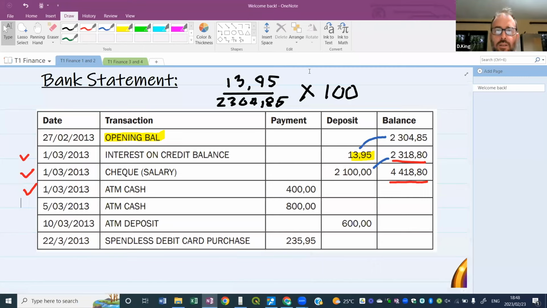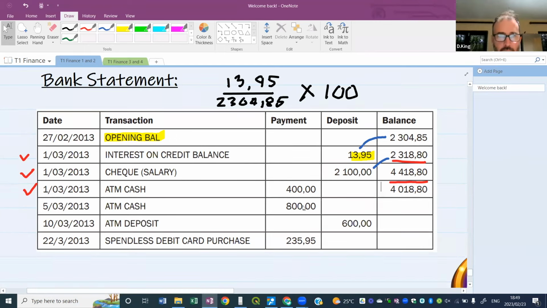It decreases the amount in the balance. Yes, well done, Chiamo and Grace. So we're subtracting 400 Rand, so it decreases the amount: 4,018 Rand and 80 cents. Very good. Okay, the next one.